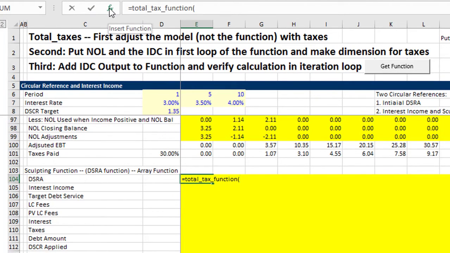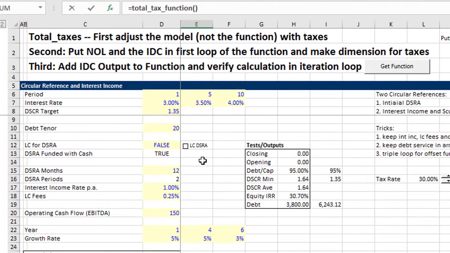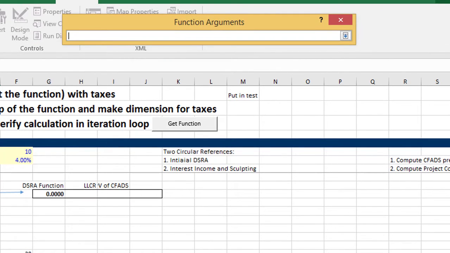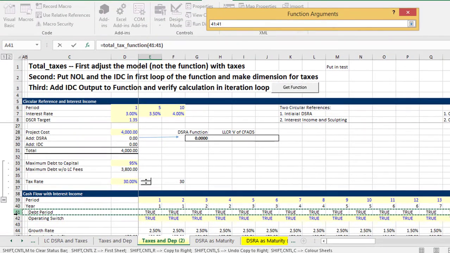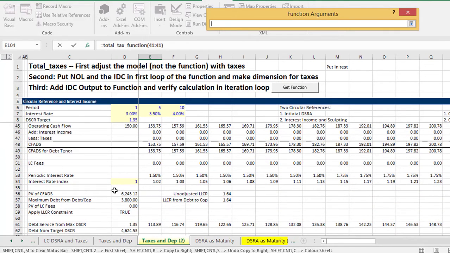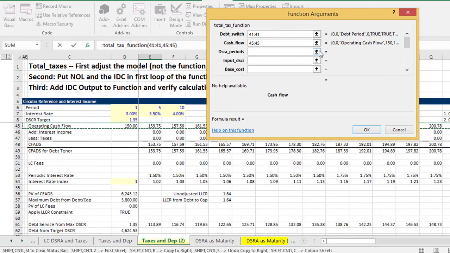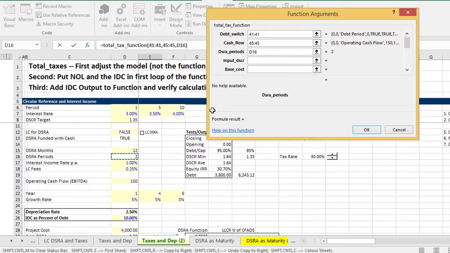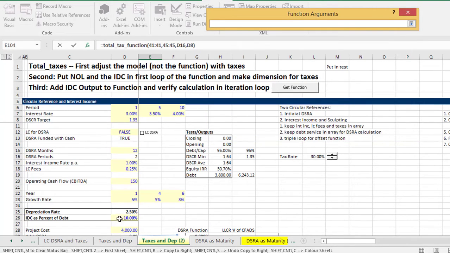And then we can go to this one or press Shift F3, and we go to the first one, which is what we used. I'll try to talk through this. We used this debt period switch. That just defined when we stop and when we define all the arrays. And then we define the cash flow. And again, I hope you can see now that this investment in allowing you to take a whole row rather than to have to press the horrible F4s all the time is worthwhile. And then we have the DSRA periods. Then we have the input DSRA. Then we have the base cost.